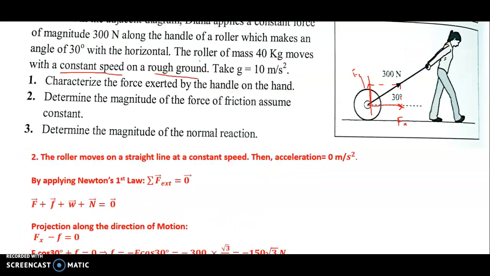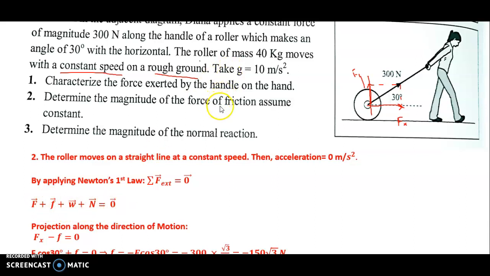Now the second part, determine the magnitude of the force of friction, assumed constant. So now the roller moves on a straight line at a constant speed. Then acceleration is 0 meters per second squared. By applying Newton's first law, sum of external forces is equal to 0 vector. The external forces acting on this body are F vector plus W plus N plus F friction equals 0 vector.